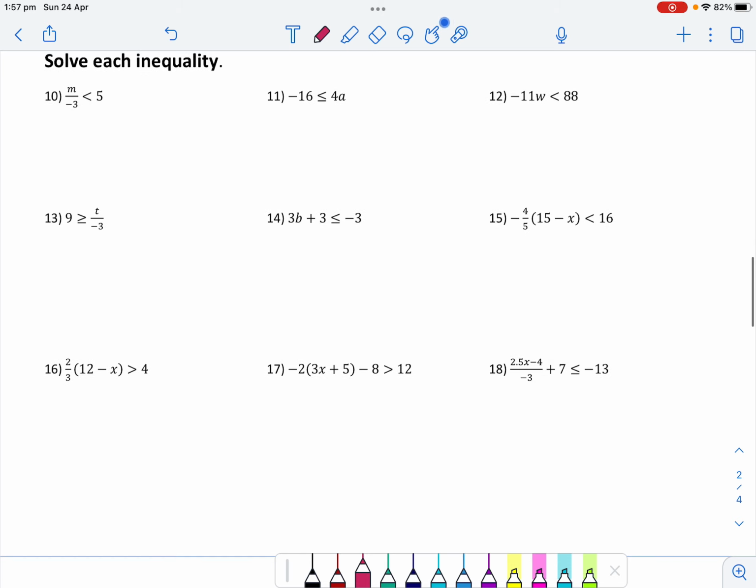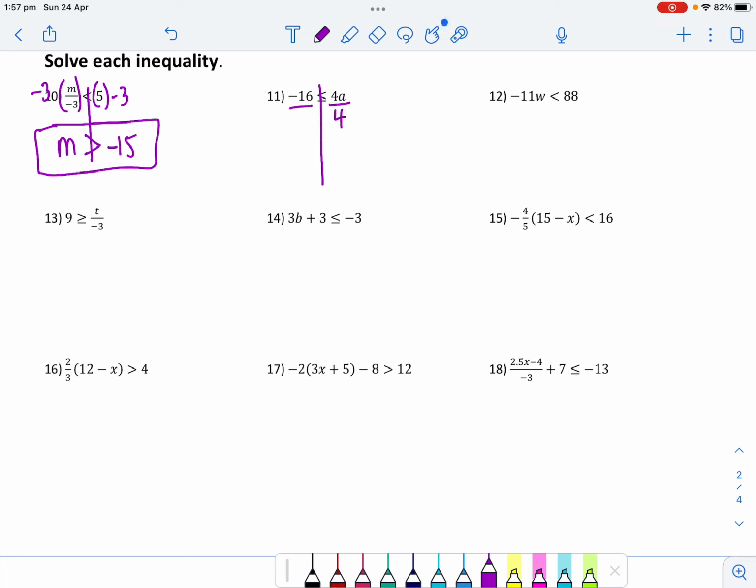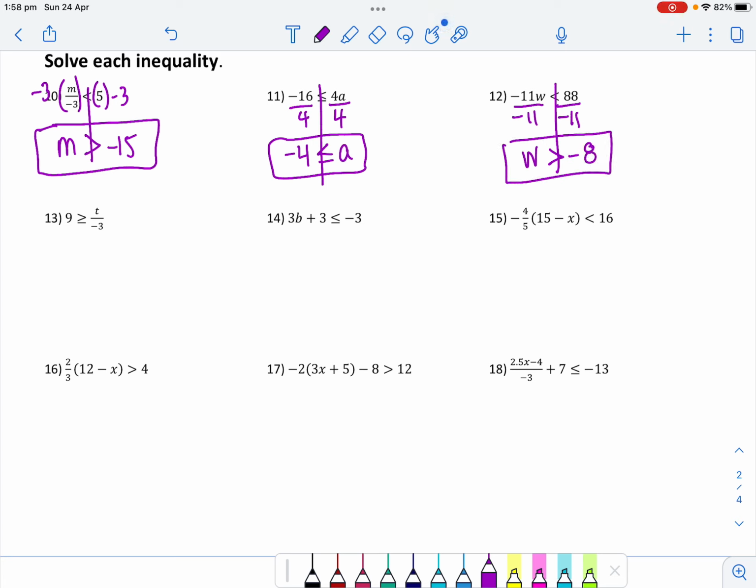Starting with number 10, we're solving. Remember that the one rule for solving inequalities is if you multiply or divide by a negative, you are going to flip the inequality. So in this first one, when I multiply by a negative 3 on both sides, I'm going to have m is greater than negative 15. Here I'm dividing by positive 4, so even though my answer comes out negative, my sign does not flip. Here I'm going to divide by negative 11. Because I'm dividing by a negative, my sign is going to flip, so w is greater than negative 8.